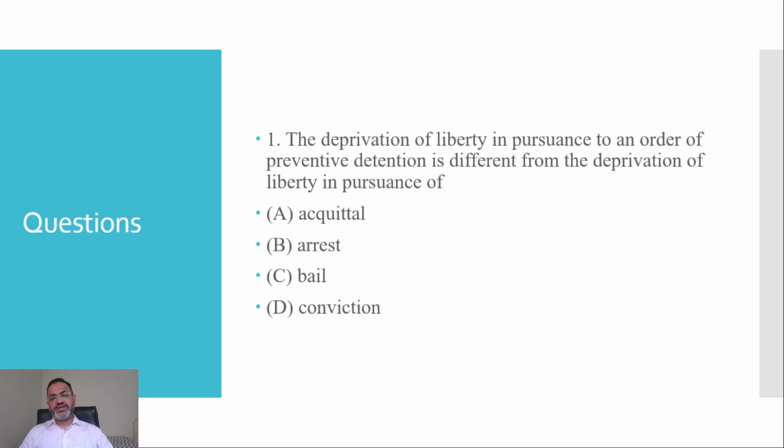Okay, so now we'll see some of the passages. We'll see what the safeguards in Article 22 are after having answered some of these MCQs. The first one here: the deprivation of liberty in pursuance of an order of preventive detention is different from the deprivation of liberty in pursuance of acquittal? No. Bail, no. Conviction, no. Arrest. Option B is the answer. Preventive detention is different from the deprivation of liberty in pursuance of arrest. So option B is the right answer.